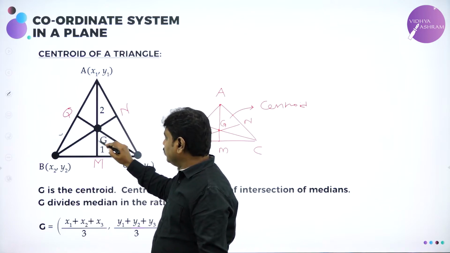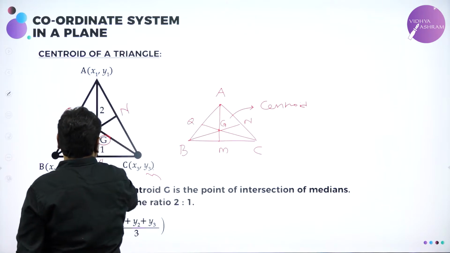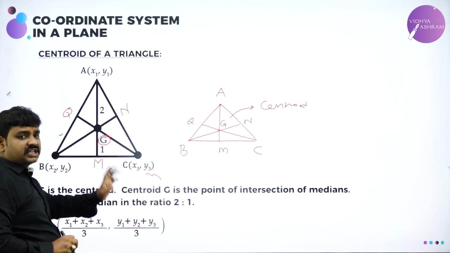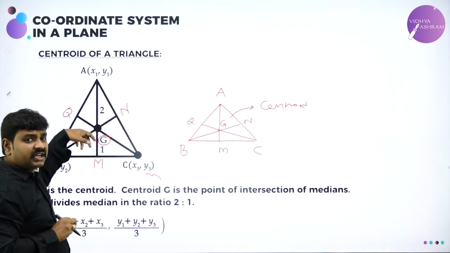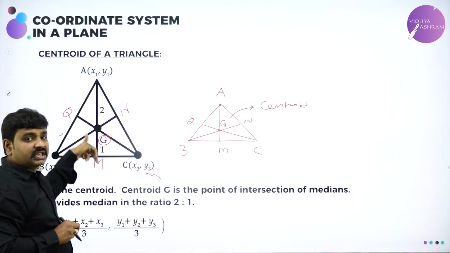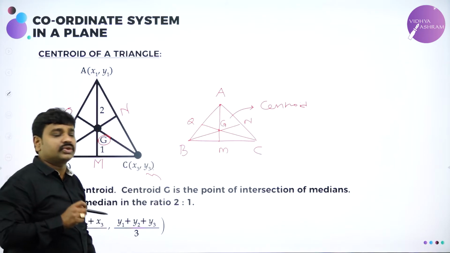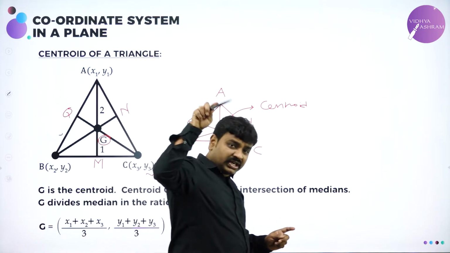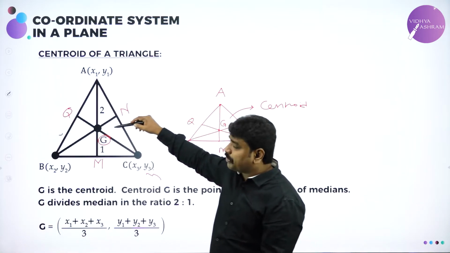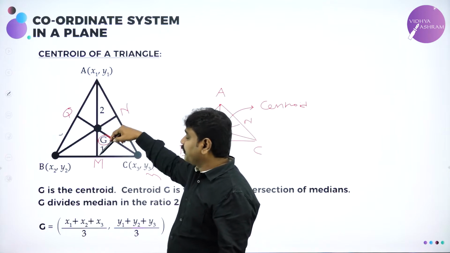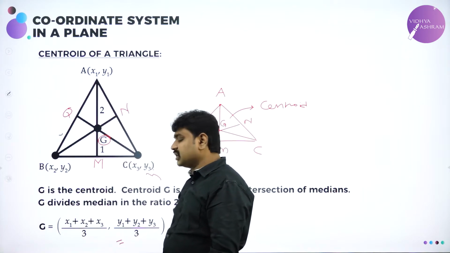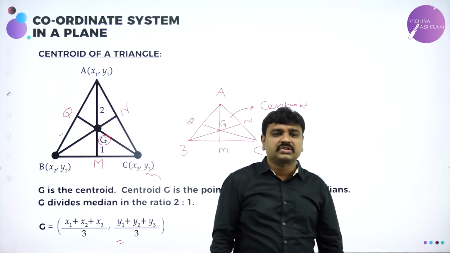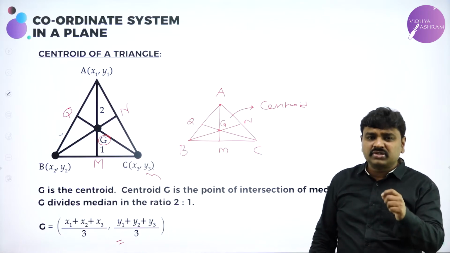So we call this point G as what? Centroid. A very important fact is G, centroid divides median in the ratio 2:1. Using this, using internal division, you can say centroid is the point of internal division of AM, where M is the midpoint. Using that we can derive the centroid. Centroid formula is (x1 plus x2 plus x3) by 3, (y1 plus y2 plus y3) by 3.